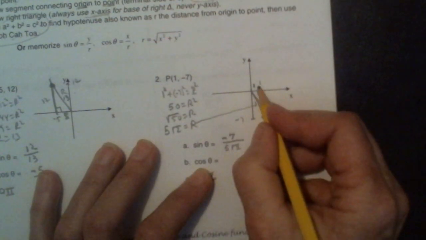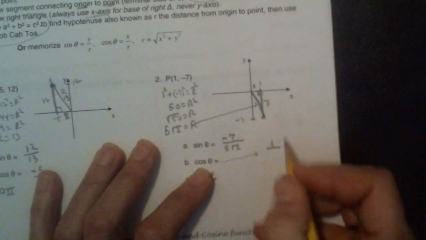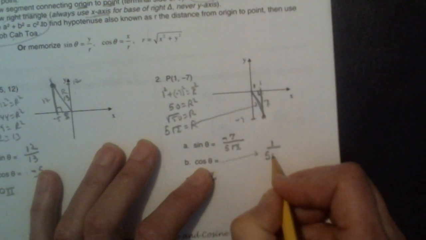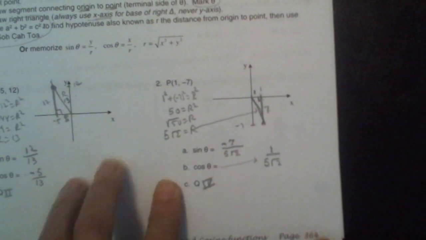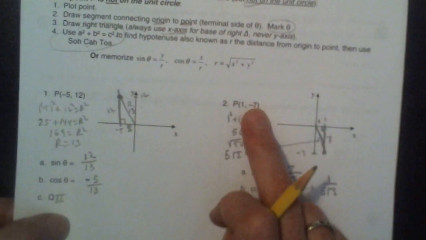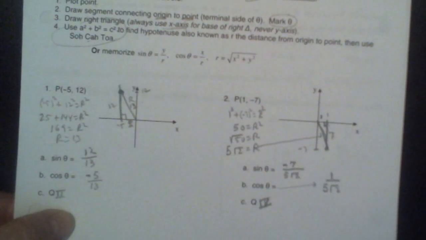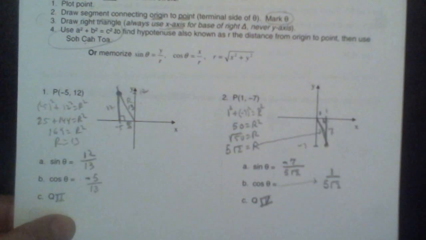Well, the cosine is adjacent over hypotenuse. This adjacent side is 1, the hypotenuse is 5 square root of 2, and because we're in quadrant 4, cosine is positive, and that's it. So this is for a point. If you're given a point that's not on the unit circle, just follow this technique and you'll be able to get the sine, cosine, and even tangent if you need.